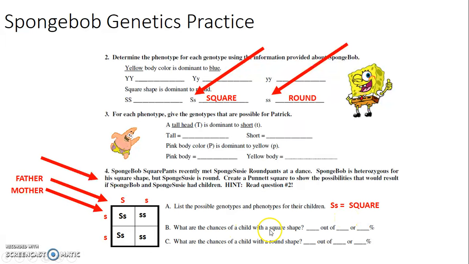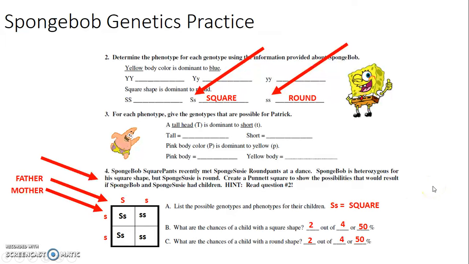So the chances of a child with square shape, we're just going to count how many that is. And so with the square shape, I want the capital one, so I have 1, 2, out of a total of 4 boxes, which means that there's a 50% chance that they could have a square child or a round child. And so down here, the same thing with round, there's 2 out of 4, which is 50%.